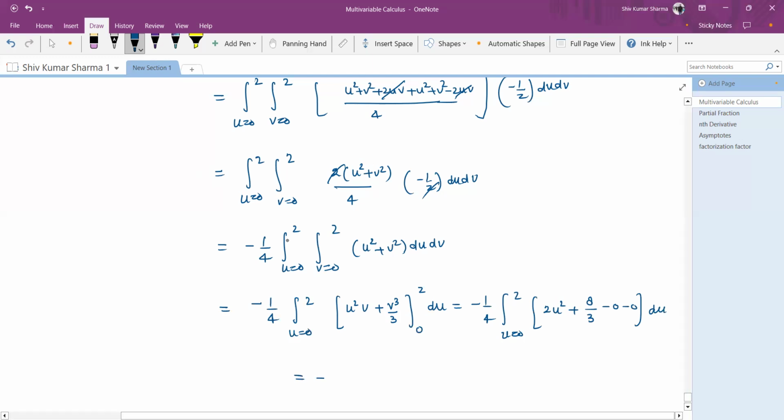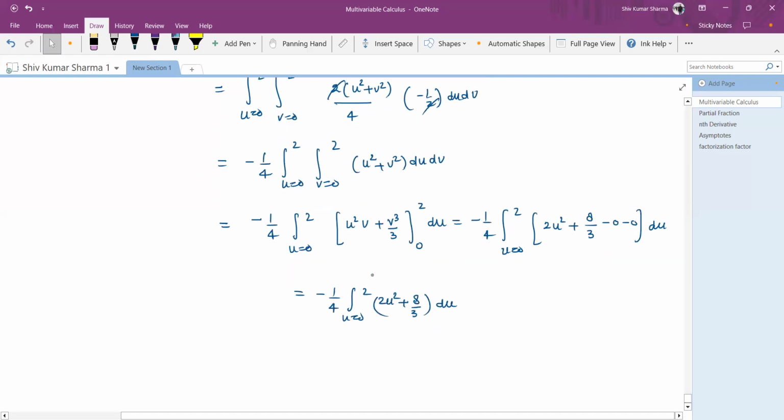So this is equal to minus 1 by 4, and we write this as u is equal to 0 to 2, 2u square plus 8 upon 3 into du. Now we integrate this with respect to u. So this can be written as 1 by 4, 2u cube upon 3 plus 8 upon 3 into u, from 0 to 2.